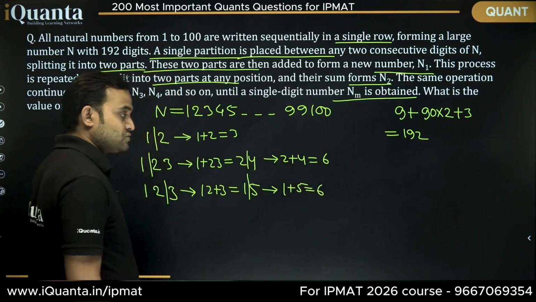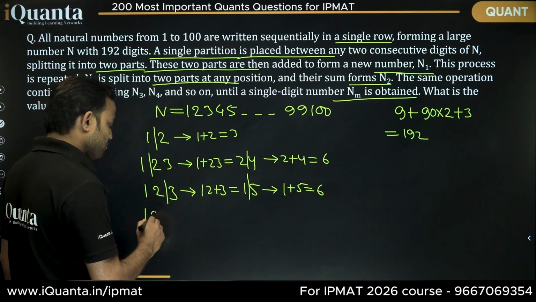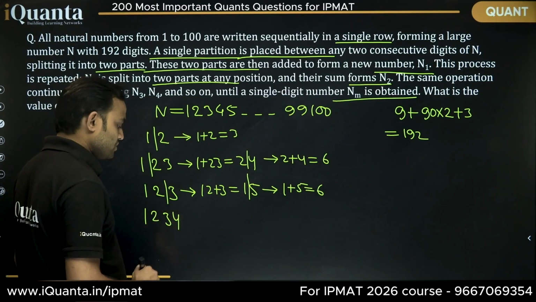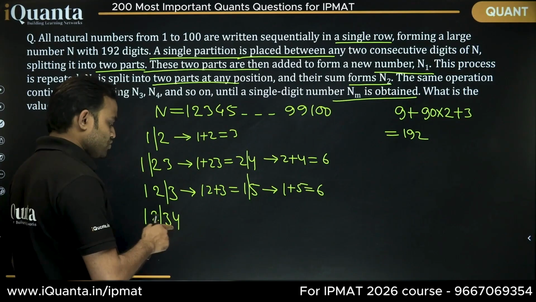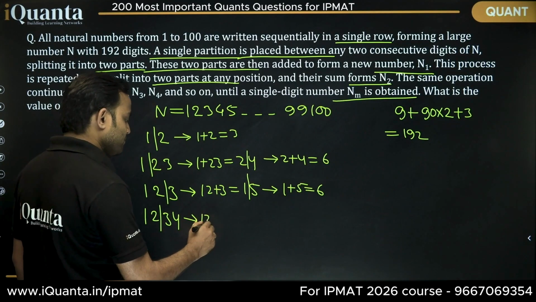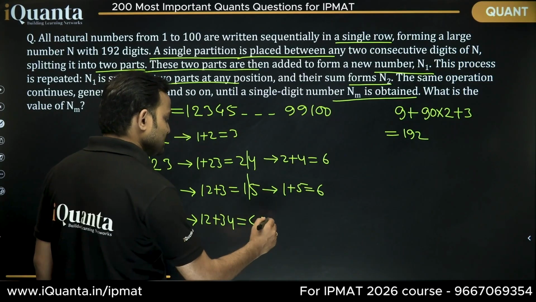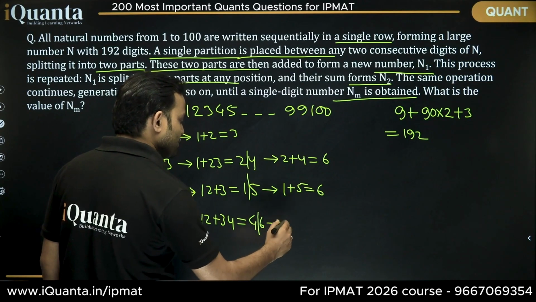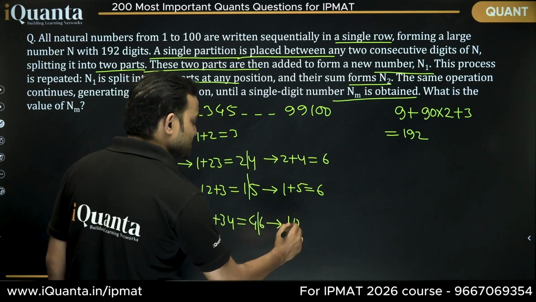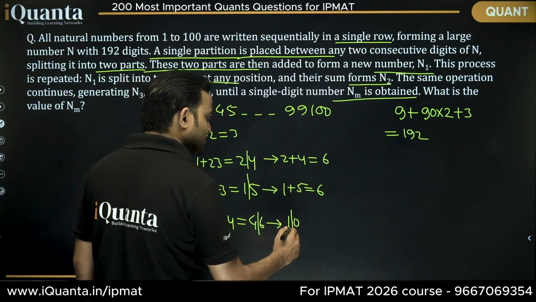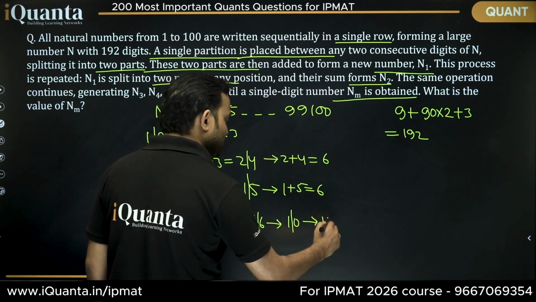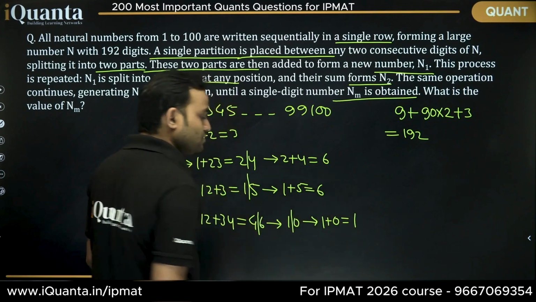Then again, let's take a 4 digit number, 1, 2, 3, 4. If I put a partition between 2 and 3, then 12 plus 34 is equal to 46. Then if I put a partition between 4 and 6, 4 plus 6 is 10. Then again put a partition between 1 and 0, we get 1 plus 0 is equal to 1.